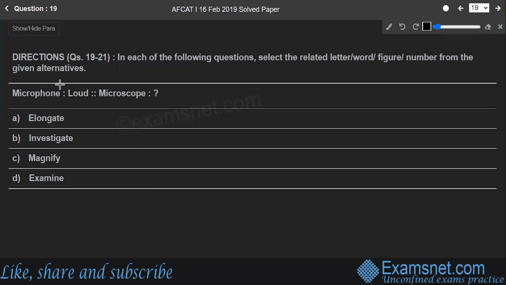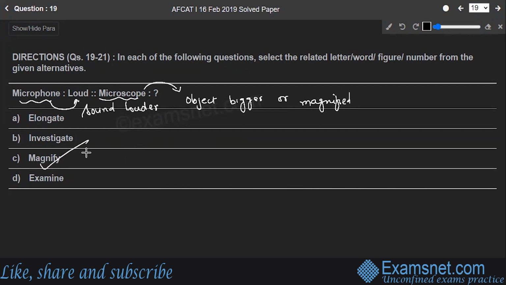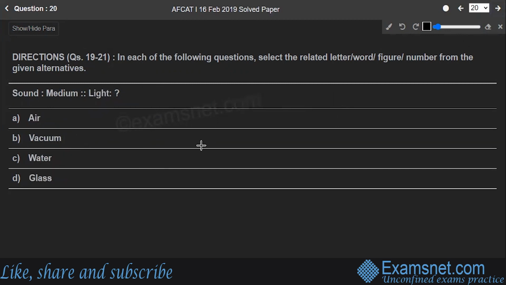See, microphone makes sound louder. Similarly, microscope makes the object bigger. Or you can say magnified. Right? So what is the correct word? It is option C, magnified. Hope you're clear. Next, question number 20.